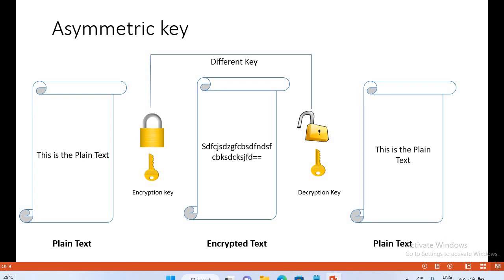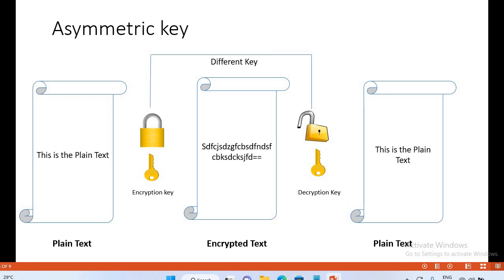So the encryption is done by the sender through the receiver's public key, and the data is decrypted by the receiver's private key. Then if the receiver wants to send a response back, they use the sender's public key to encrypt the data and send it over, and again the same process repeats.